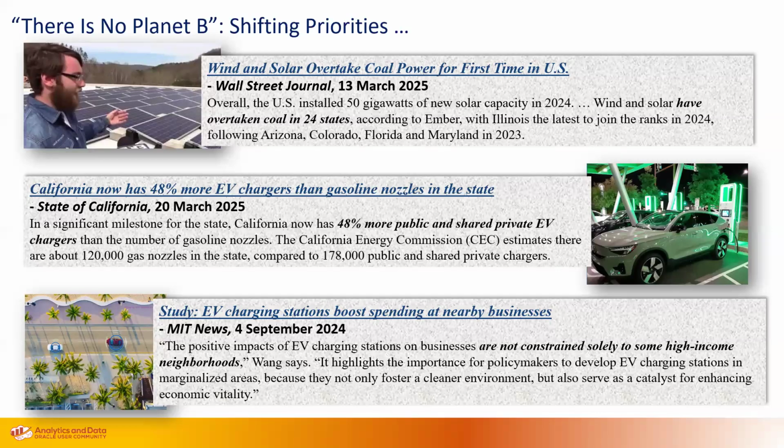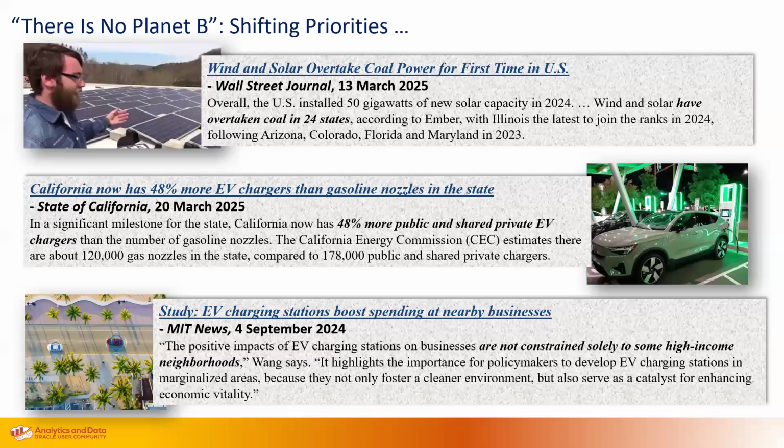So this is a true story. This is from March, in the Wall Street Journal, not exactly your liberal newspaper. Wind and solar overall in 2024 outstripped coal power in 24 states. And Illinois just joined the ranks. So in other words, in Illinois, we get more power from wind and solar than we do from coal generation.